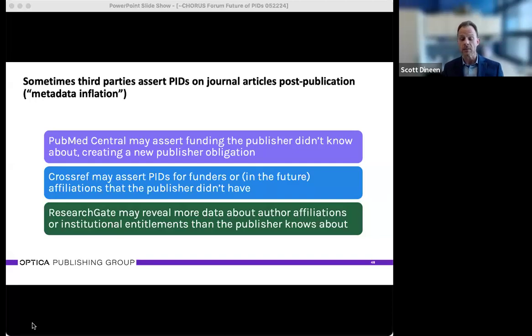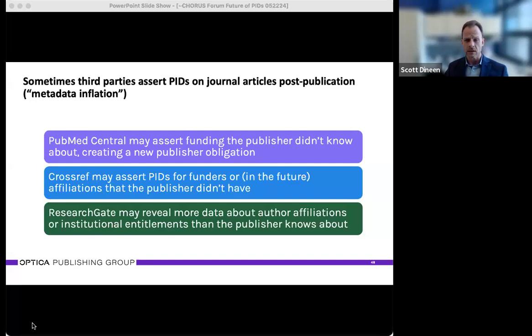ResearchGate or an IP registry, they're not just going to give us those PIDs. So sometimes if there's a business value to the PID, it's not going to be an open exchange. There's going to have to be some transaction, but an opportunity as well. I'm not saying that's a negative.